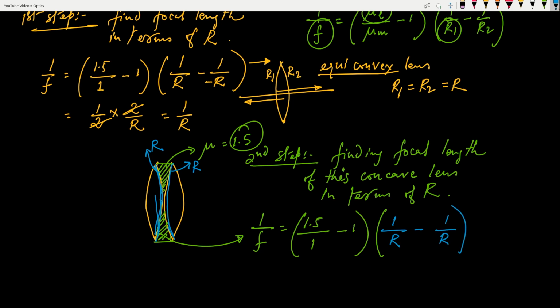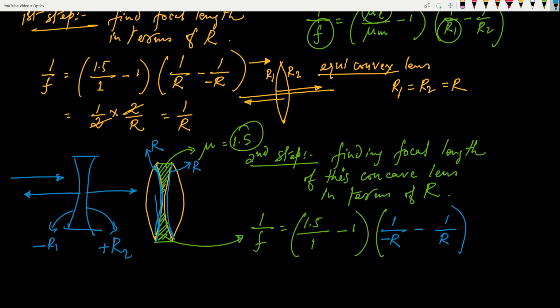Now let's put the sign convention for r. If this is our convex lens and this is R1 and this is R2, if you look at the figure, the incident ray will be in this direction and R1 will be calculated this way from the pole. So R1 is negative and R2 will be calculated in this direction, so R2 is positive. So we'll put R1 as negative, R2 as positive, and we will calculate.